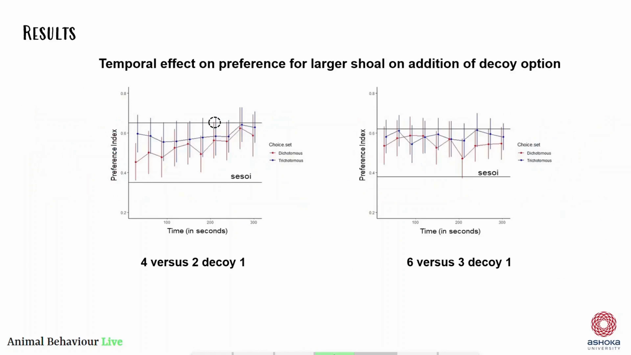We also wanted to check the temporal effect of adding the decoy option. We examined the preference index in 30-second bins. Error bars here indicate the 90% confidence intervals. We theoretically calculated the smallest effect size of interest, below which the effect sizes were not considered worthwhile. In the trichotomous trials of the 4 versus 2 choice set, the 90% confidence intervals crossed the smallest effect size boundary within the first 30 seconds, while in the case of dichotomous choice sets, it crossed only after 200 seconds, indicating that the third option facilitated decision making, even if temporarily.